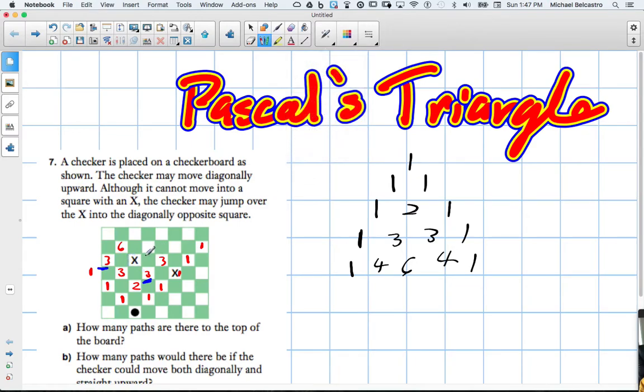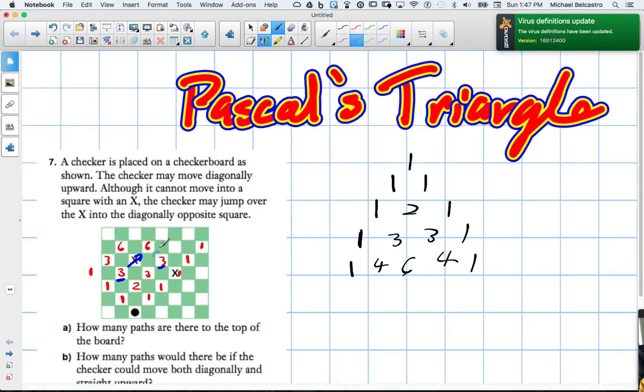Same idea with this square here. This 3 is directly diagonal. And because this X doesn't count here, this 3 is directly diagonal. So we add up this 3 and we get 6 options to get to this square. And now that we've jumped our X's, it's the same idea. 3 and 1 is 4. There's 4 options there. To get to this square, there are 5, 10, 12.